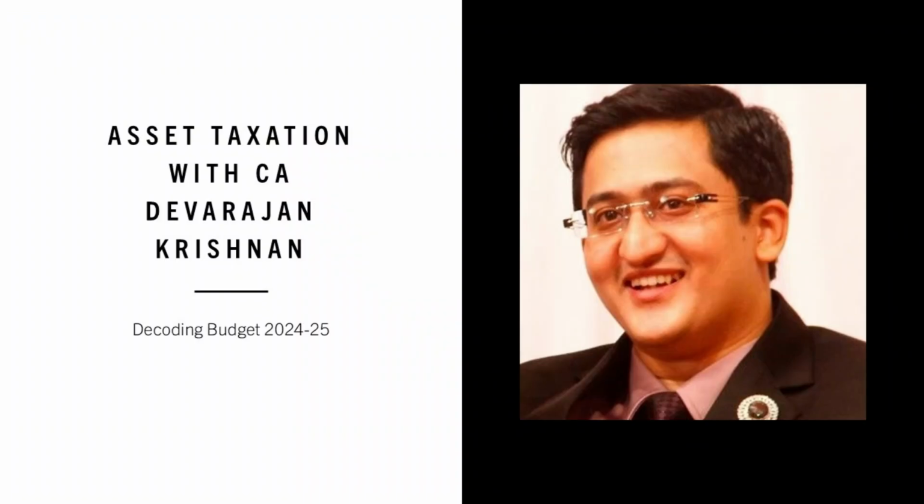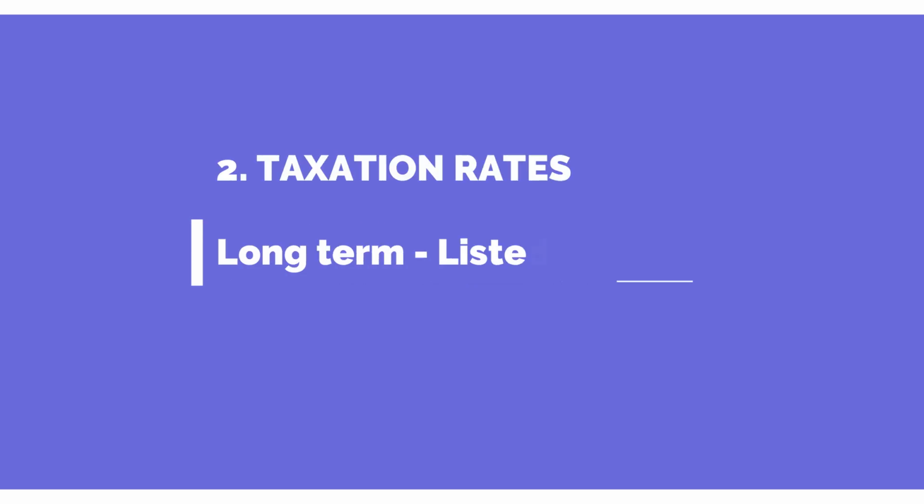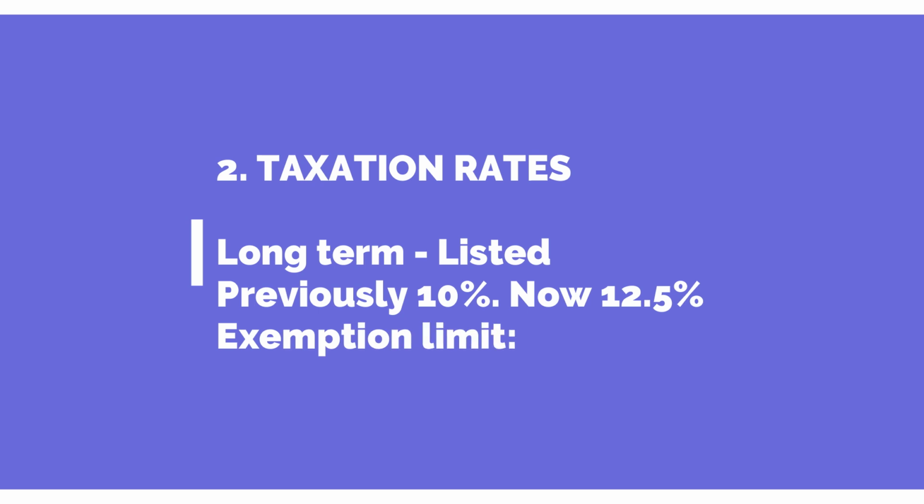And on the other aspect, like I said, tax rates, on the long term bit, the listed scripts were earlier taxed at 10%, which has now increased to 12.5%, corresponding to the increase in the exemption limit from 1 lakh to 1.25 lakh. So whenever you had a long-term capital gain in those assets, up to 1 lakh, you don't have to pay any tax, and you pay tax only on the remaining gain. That has now increased to 1.25 lakhs.